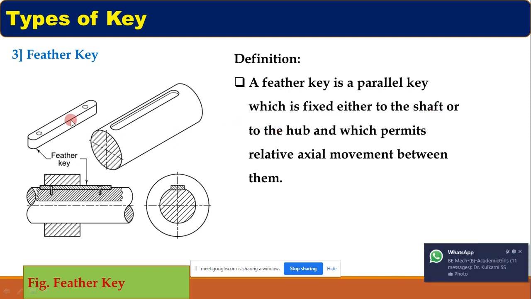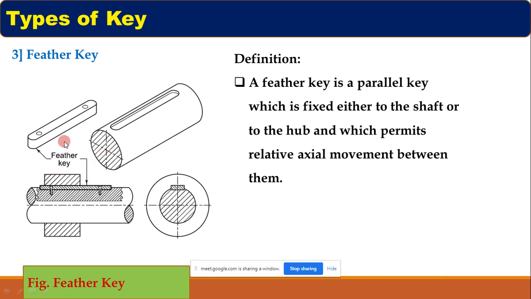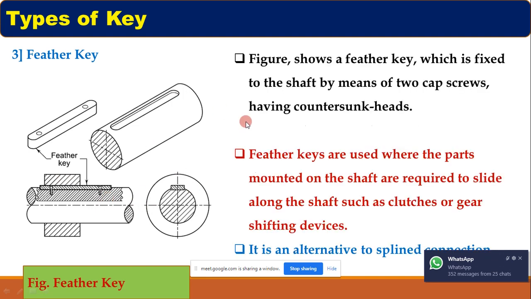This key has to be fixed either to the shaft or hub, but in most cases where we require linear motion of the hub, the key is fixed to the shaft, which permits relative axial movement between them. As the key is fixed to the shaft, the hub is mounted on the shaft with the help of the key, so the hub can have axial movement along the length of the shaft. The application of the feather key is in the clutch.